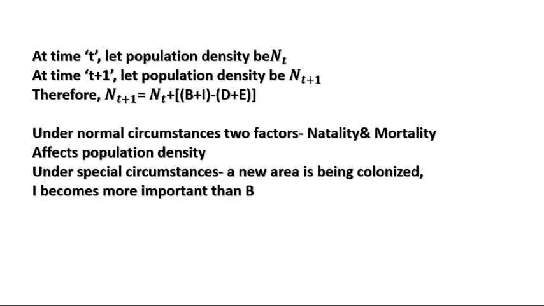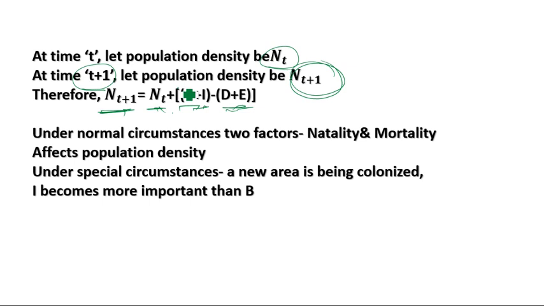Suppose this is a formula. See, suppose at any time t, the population density be Nt, and at time t plus 1, the population size be Nt+1. So how many individuals are present at time t plus 1? It is Nt+1, meaning the population in the future is equal to today's population plus birth plus immigration, minus death plus emigration.